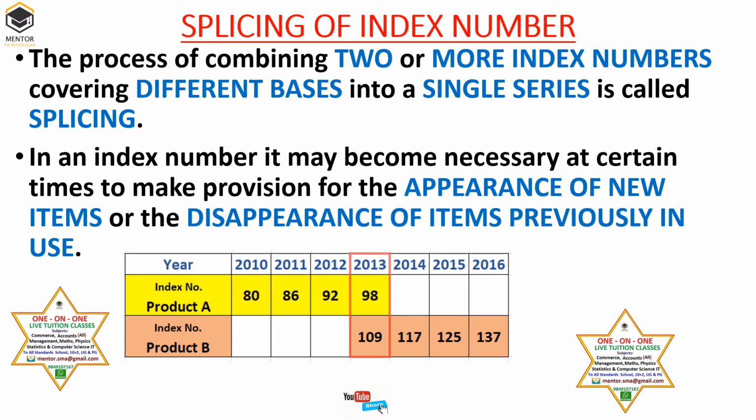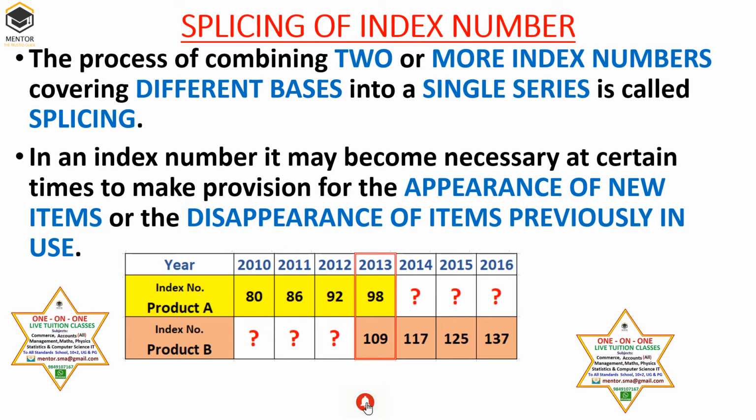So appearance and disappearance of two different products. Here in splicing we need to find out: if product A still exists in the market till 2013, what will be the index numbers? If product B starts in 2010, what will be its index number? If product B starts from 2010, it will be called forward splicing. If product A survives till 2016, then it will be called backward splicing. In detail, I will be telling you what is backward splicing and forward splicing.